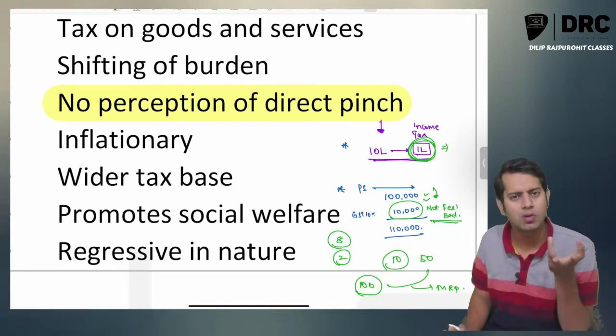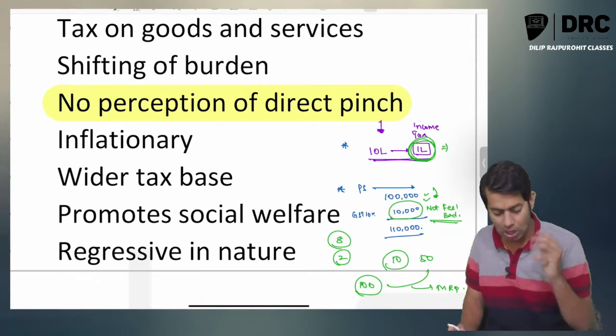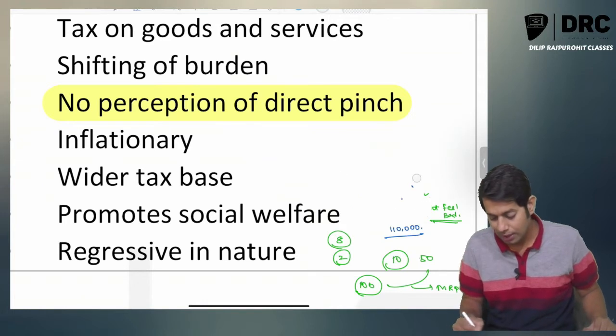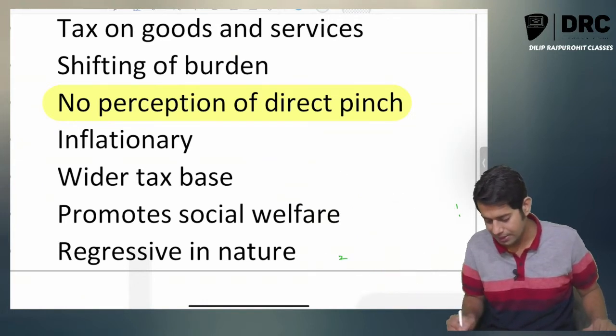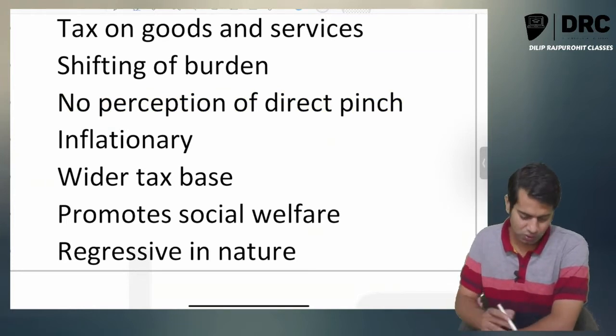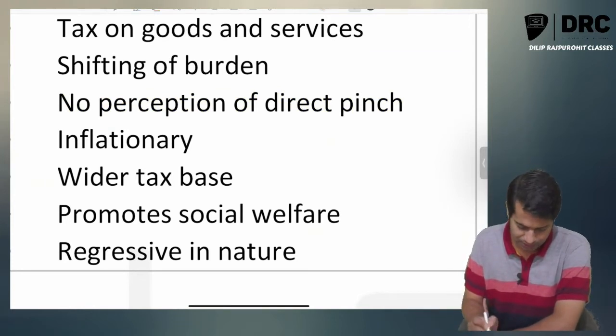You pay 1 lakh rupees. For what purpose did you pay? There is no purpose at all. I mean, direct purpose you will not find. Therefore, there is a pinch in paying direct taxes. But in case of indirect taxes, there is no perception of that direct pinch. There is no such pinch.